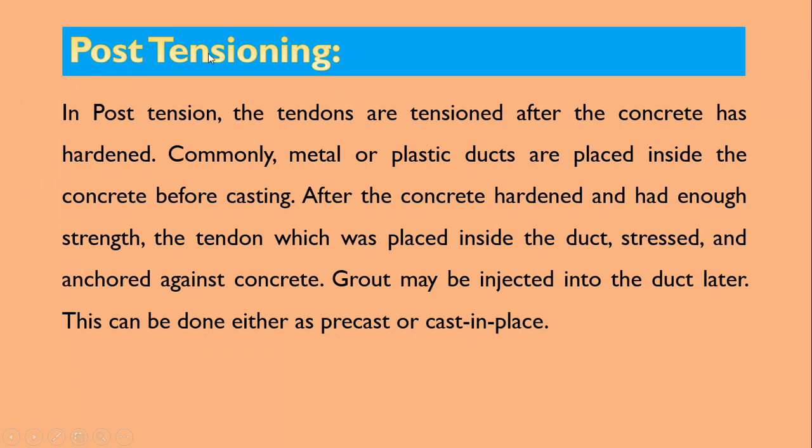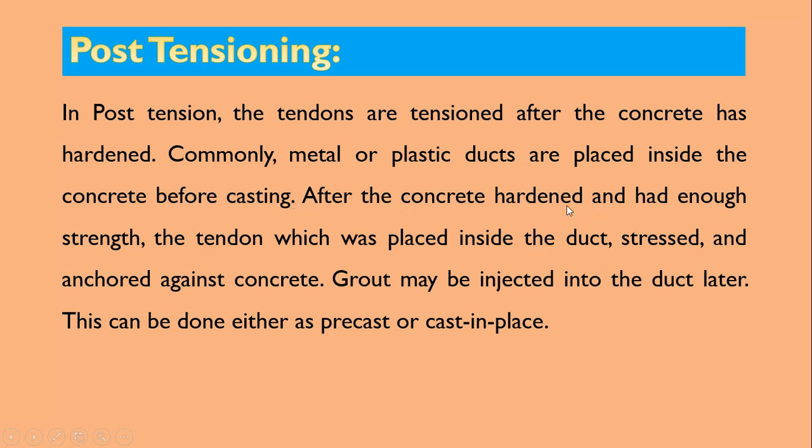So in case of pre-tensioning, the tendons are tensioned before casting of the concrete. In post-tensioning, the tendons are tensioned after the concrete has hardened. First concreting is done, and when it hardens, post-tensioning is done. For this purpose, a metal or plastic duct is placed inside the concrete before casting, so that there will be space for positioning of the wires, or you can say tendons.